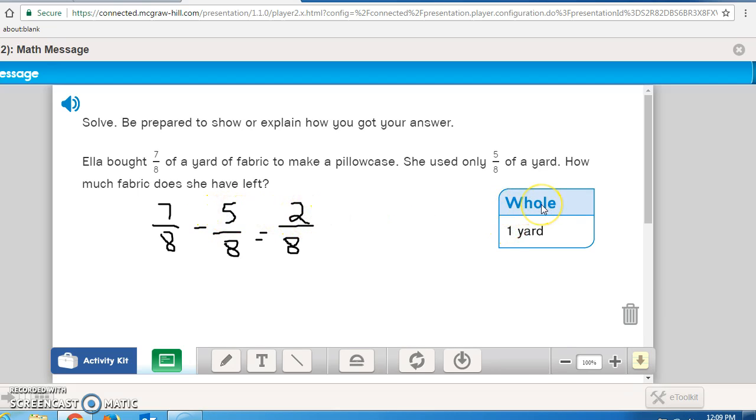What's my whole? Well, it asks you how much fabric does she have left, and it says right here she used 5/8 of a yard. So that's what we write in the whole spot.